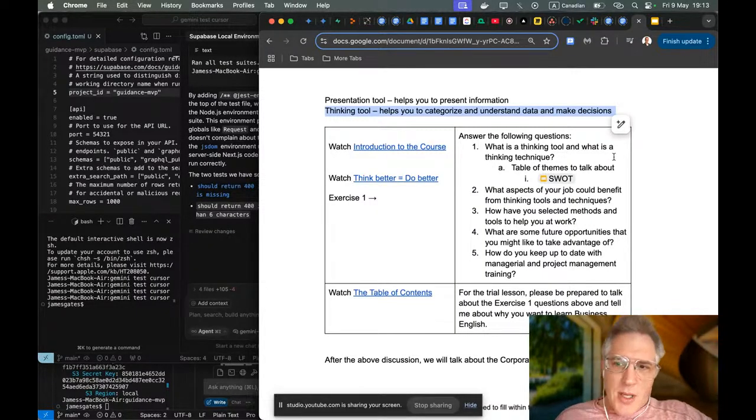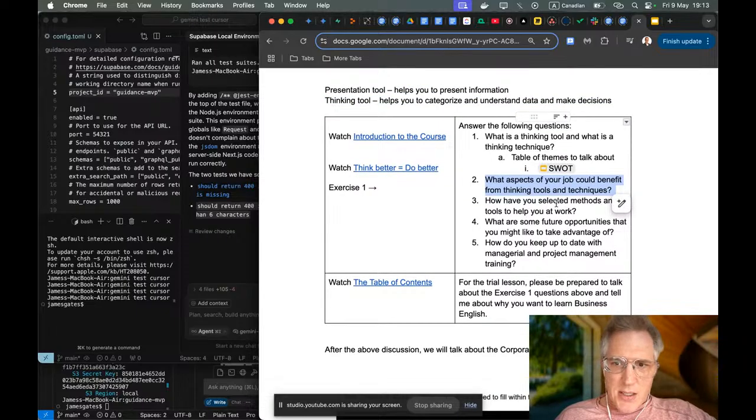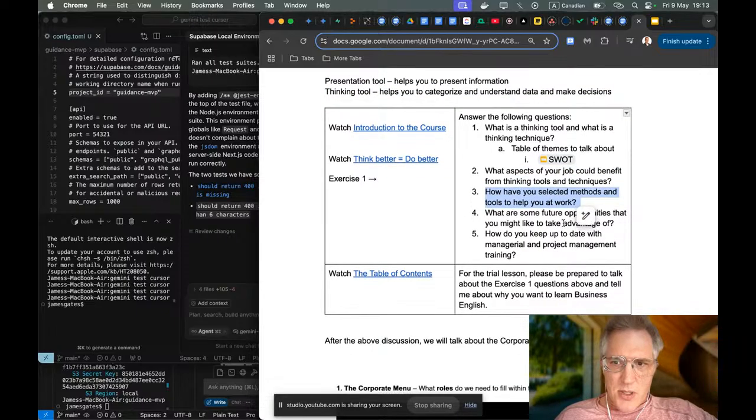All right. So then, what aspect of your job could benefit from thinking tools and techniques? And then how have you selected methods and tools in the past? And then what are some future opportunities that you might like to take advantage of? And how do you keep up to date with managerial and project management training?